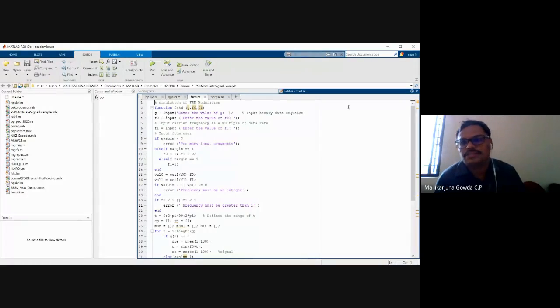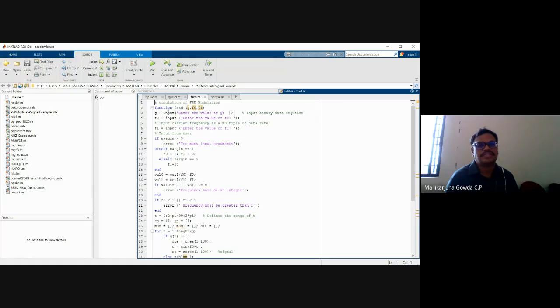Okay. So this is about BFSK. In BFSK, we represent binary 1 with one frequency and 0 with another frequency, right? So that is why I've taken two frequencies here.